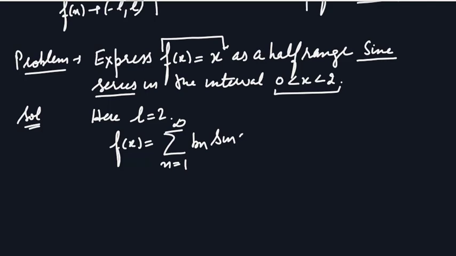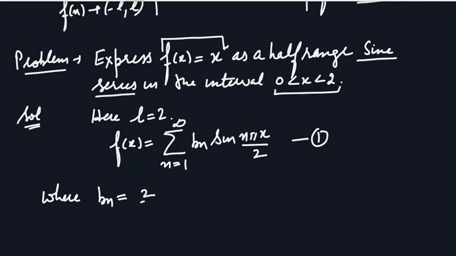Sine of n pi x by L. But here L is 2, so I will write here divided by 2. Say this is your number 1. Now to complete the problem, I need to get the value of Bn. How can we find Bn?